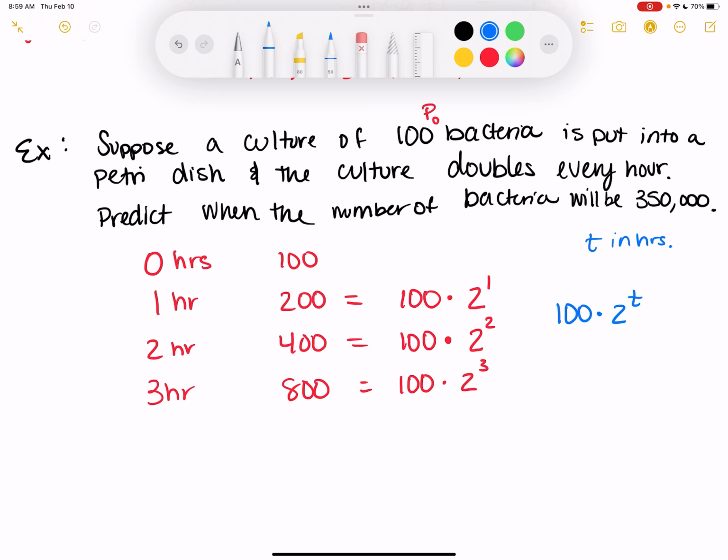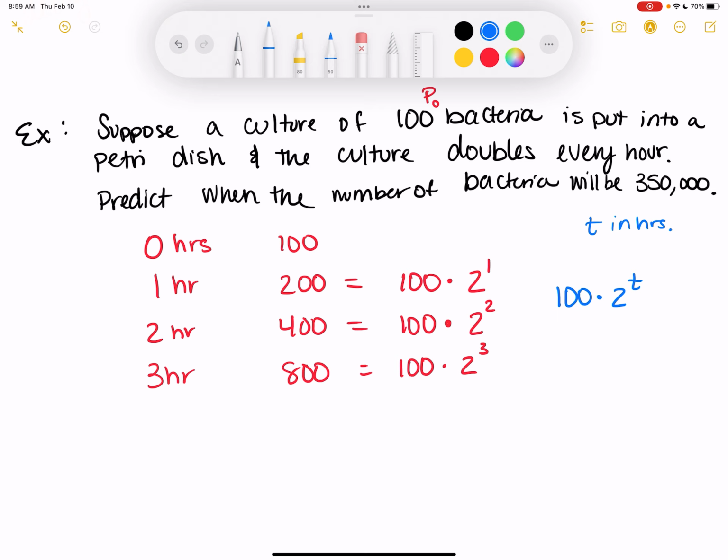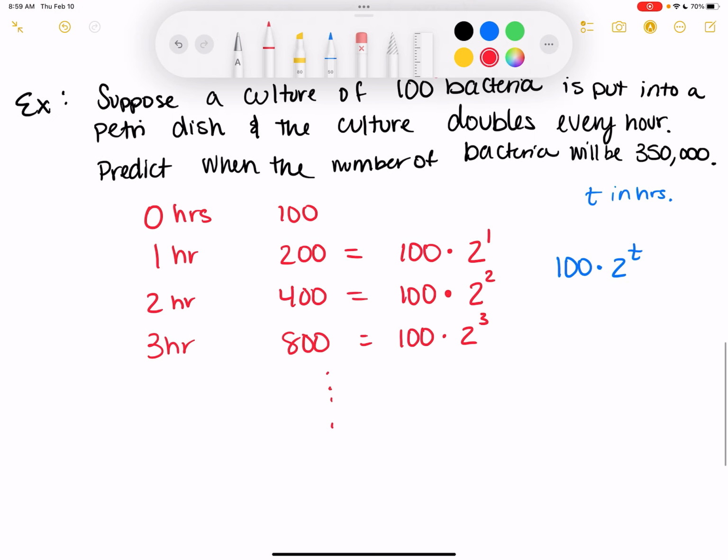Oh, that's so cool. Okay, so then we can actually write this down here as a continuation. You could keep writing this out if you wanted to, or we can write the general formula: P of t is equal to 100 times 2 raised to the t.